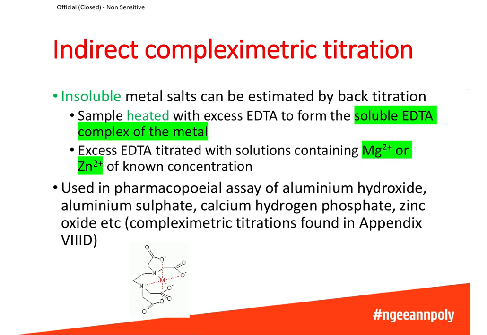If the metal salt to be determined is insoluble in water, then a back titration or indirect titration can be done instead. For back titration, the sample would first be heated with excess EDTA to form a soluble EDTA complex of the metal. Then, the excess EDTA would be determined by titration with a solution containing magnesium 2+ ion or zinc 2+ ion of a known concentration. This method is used in the pharmacopoeia assay of aluminium hydroxide, aluminium sulfate, calcium hydrogen phosphate, zinc oxide, and so on.